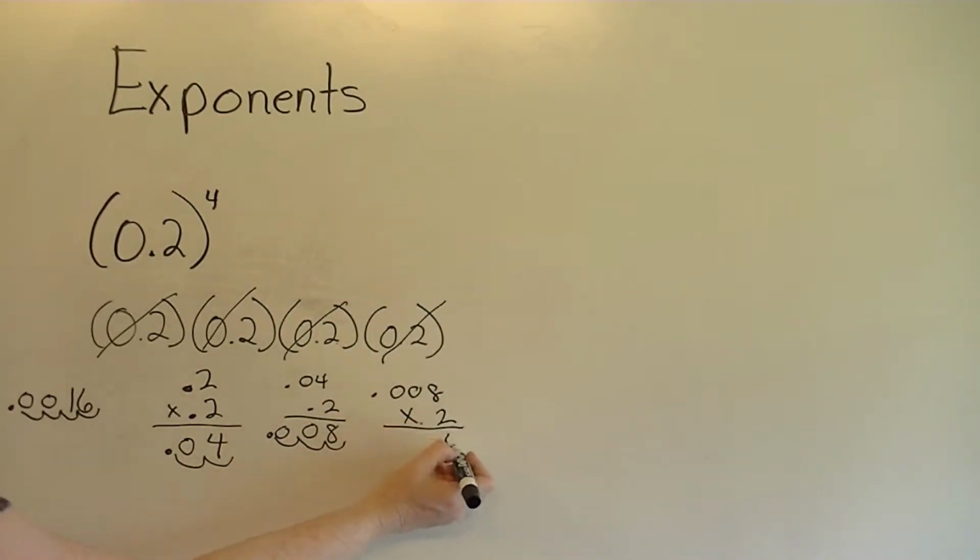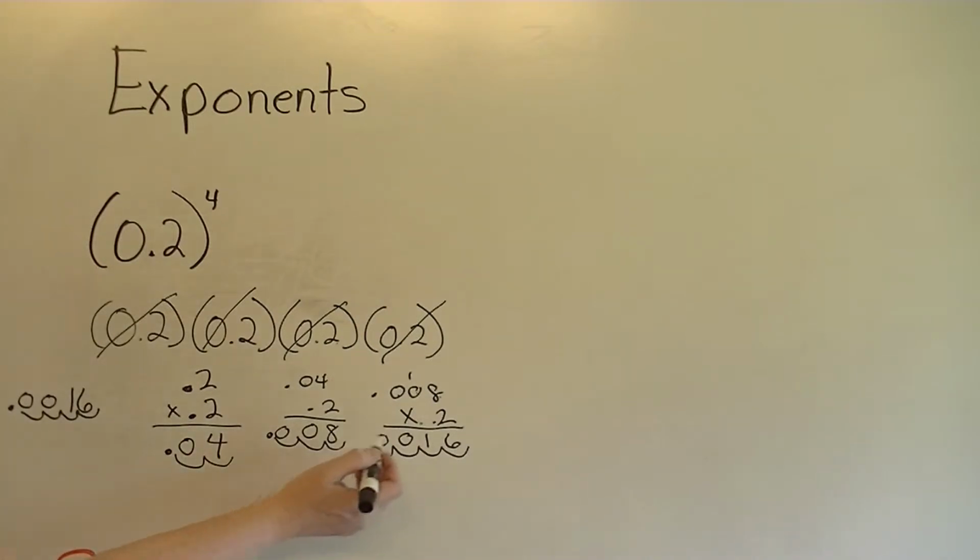2 times 8 is 16, carry my 1. 2 times 0 is 0, plus 1 is 1, and 2 times 0 is 0. But I have 1, 2, 3, 4 spots. And so I come out with the same answer, 0.0016. It's just 2 different ways to solve the problem.